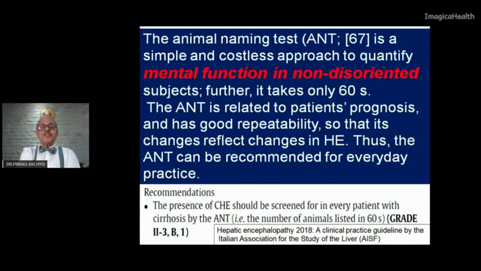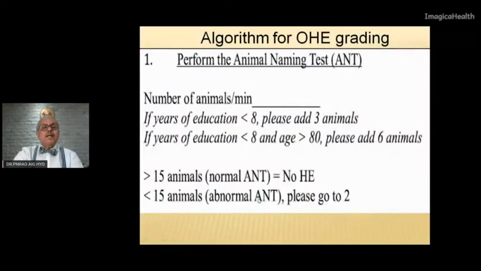I thought I would mention that. Then someone said, why are we discussing the Italian guidelines? We have the AASLD guidelines, EASL guidelines, and APASL guidelines. But one of the things I thought I would mention, purely for the sake of discussion, is this approach which has used some kind of semi-objective way of grading. It is called the animal naming test, or ANT, and they performed the animal naming test. I will not go into the detail, just to show the slides here.